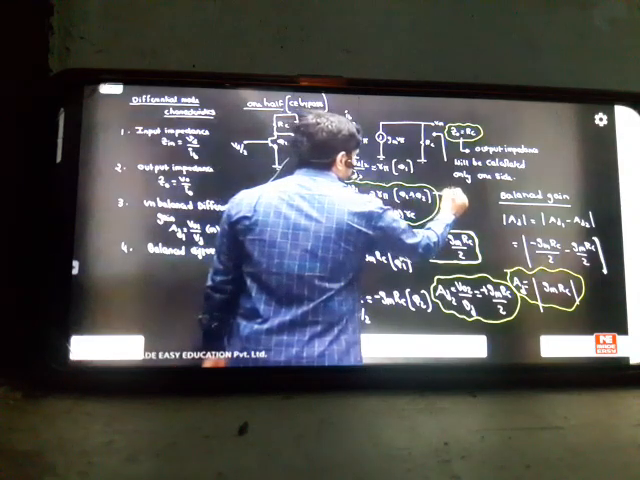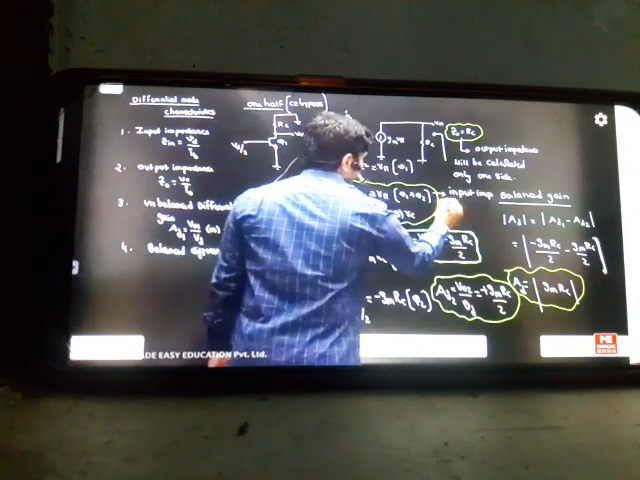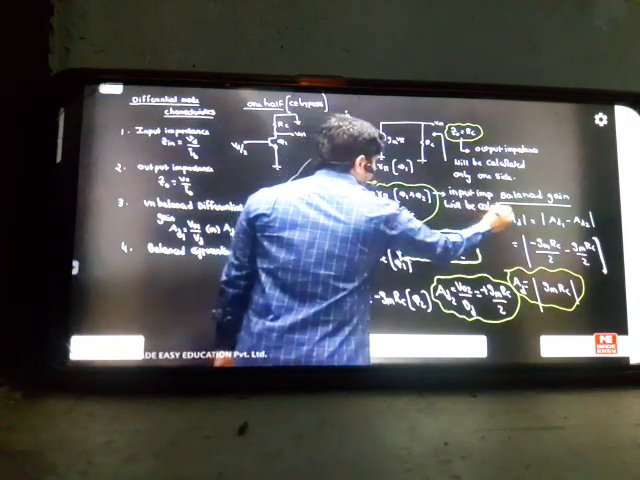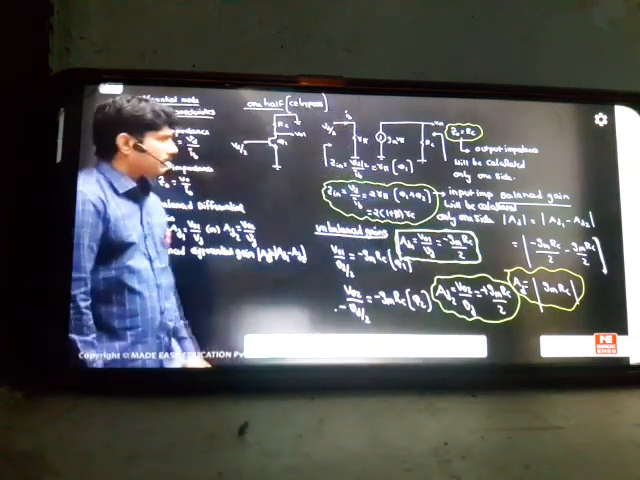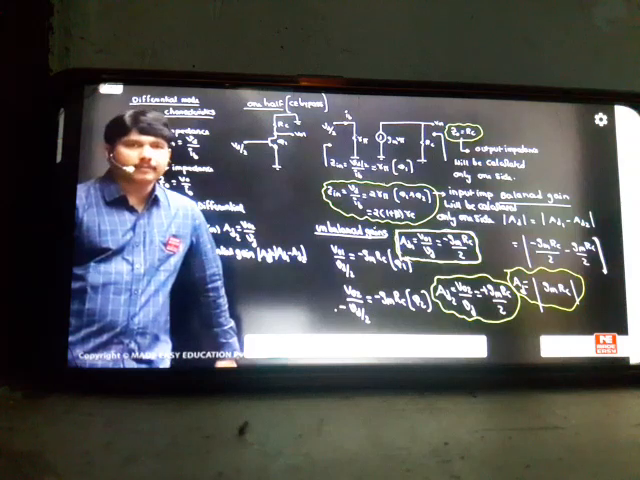This also will be calculated. Input impedance will be calculated on only one side. This is the application meaning. Both sides you should not calculate because it's a symmetrical circuit. Any one side you have to calculate the input and output impedances.